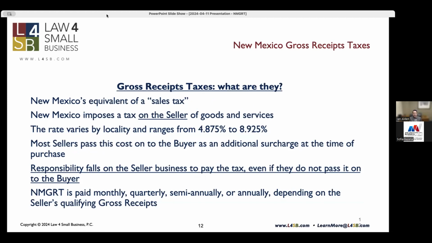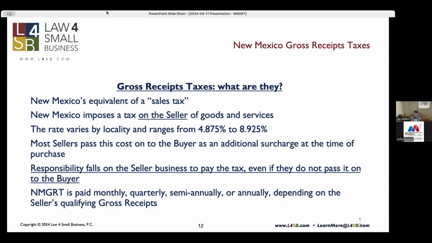So gross receipts tax. It is our state's equivalent of a sales tax, but it is not a sales tax. There's a very important distinction between them. If I go to a state like New York or Tennessee, where they have traditional sales taxes, and I buy something from a store, let's say I go and buy a $3,000 computer, and they charge a 10% sales tax. That's $300 in sales tax.